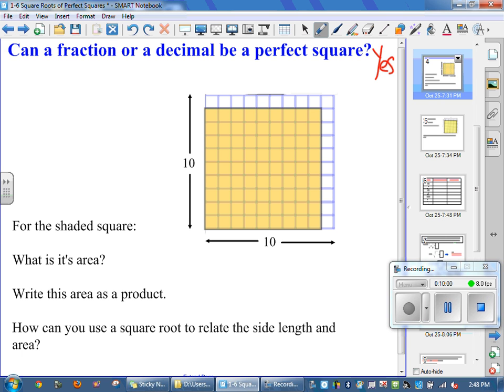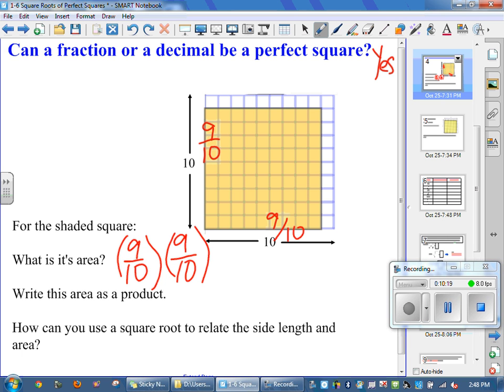Well, I've got 9 out of 10 squares shaded this way. I'm going to shade it this way. 9 out of 10. Good. So what is its area? Well, area is going to be 9 out of 10 times 9 out of 10. Okay? What does that give us?